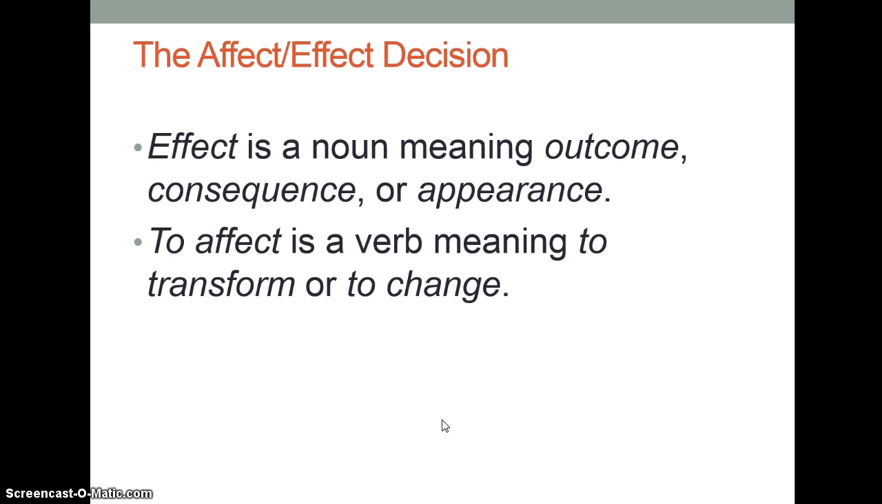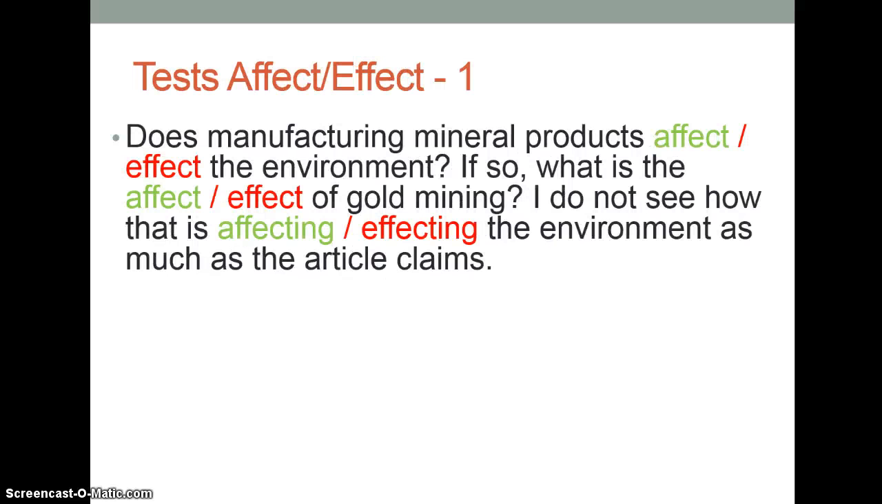So we'll do a number of examples here. So we'll just take this one here. Does manufacturing mineral products affect or effect the environment? And if so, what is the affect or effect of gold mining? I do not see how that is affecting or effecting the environment as much as the article claims. So just stop and think there for a second. For each sentence here, is it the green of affect or the red of effect?